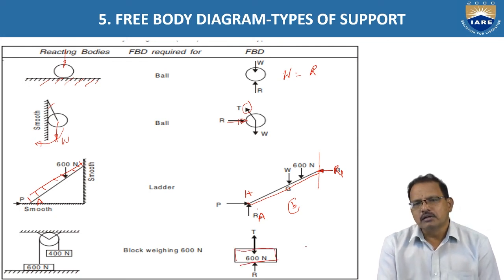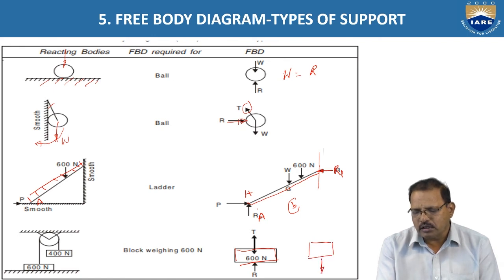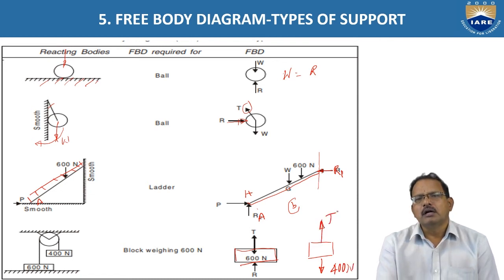On drawing again the free body diagram for the second body, 400 newtons. The 400 newton load is acting in downward direction, and tension in the rope is acting in upward direction. Under the condition of these two forces, the body is in equilibrium position.